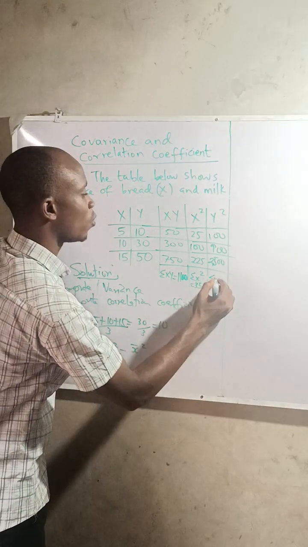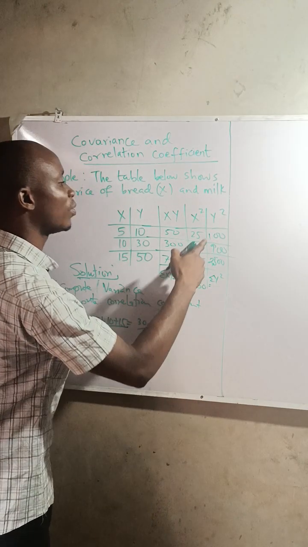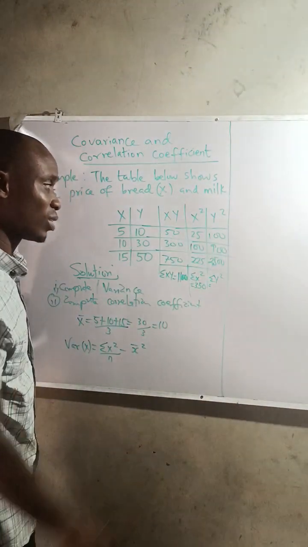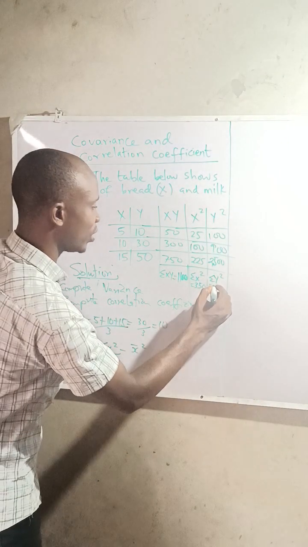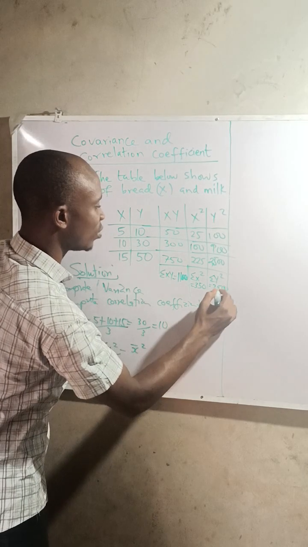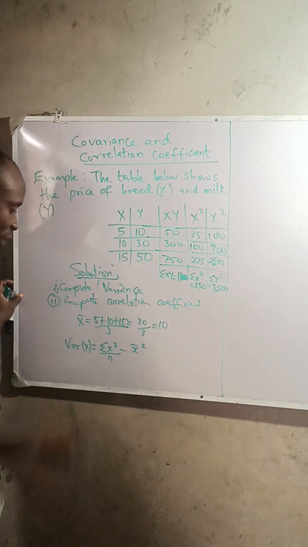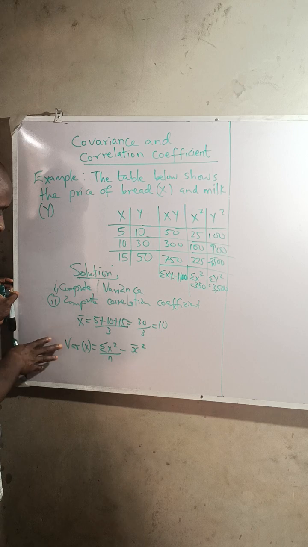Now, when we sum y squared, we're going to be having 100 plus 900, which is 1000, plus 2500, that's 3500. So this is what we have. So we're going to be calculating the variance of x now.